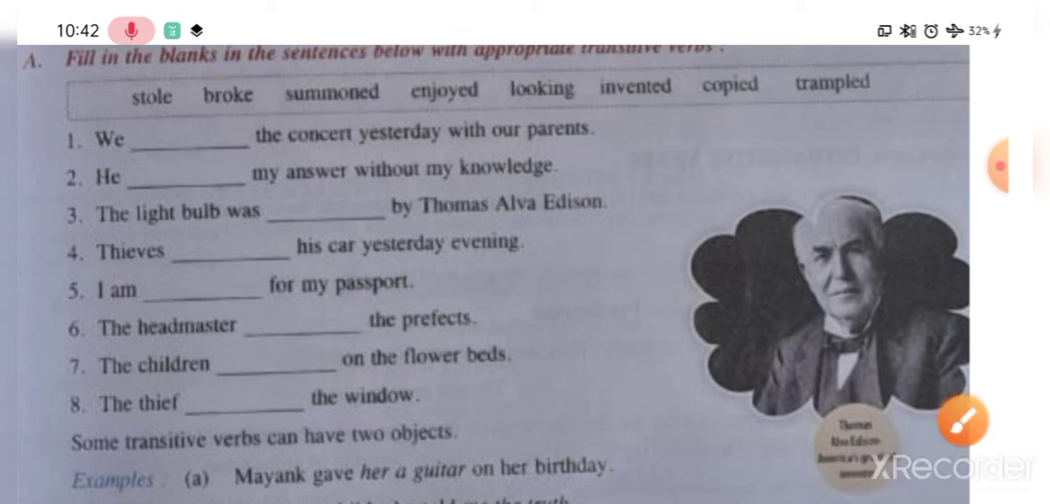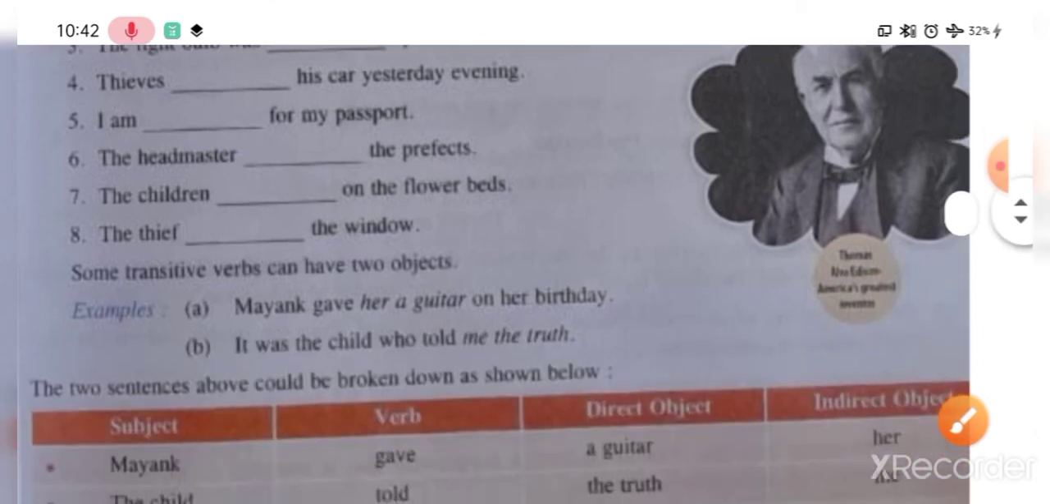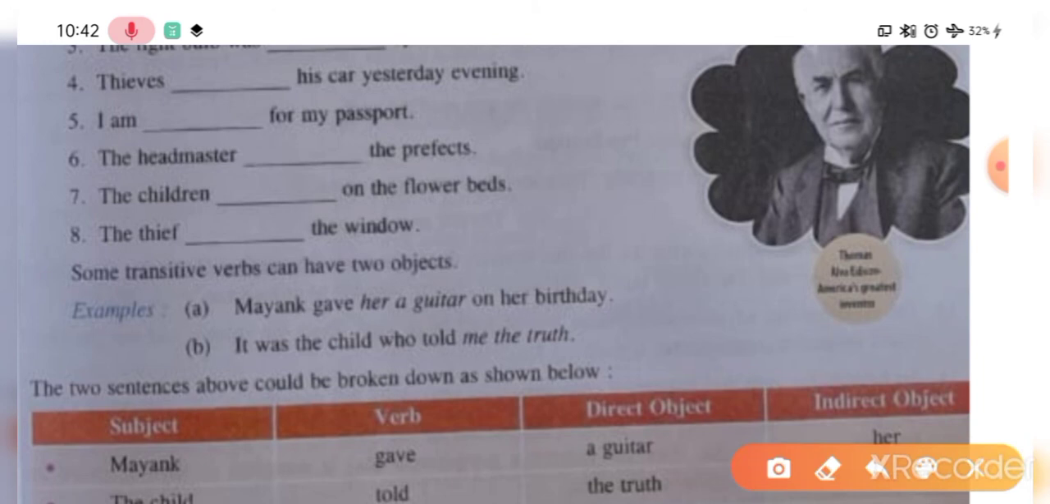Okay, and let's have another thing. Some transitive verbs can have two objects. Very simple concept, guys, and we have discussed the same in our previous class, if you remember. Mayank gave her a guitar on her birthday. You can see here two objects. It was the child who told me the truth. Here you have two objects. One is direct and the second is indirect.